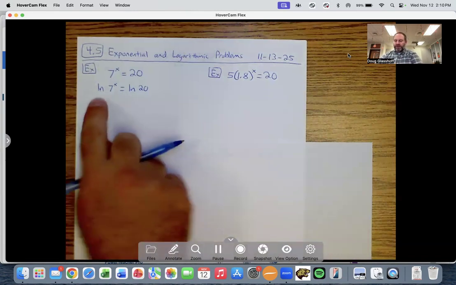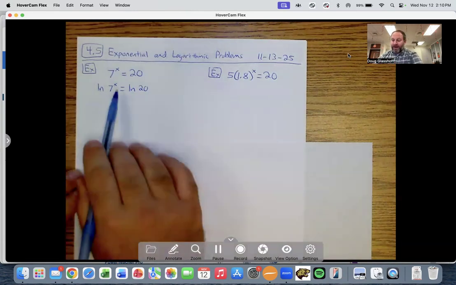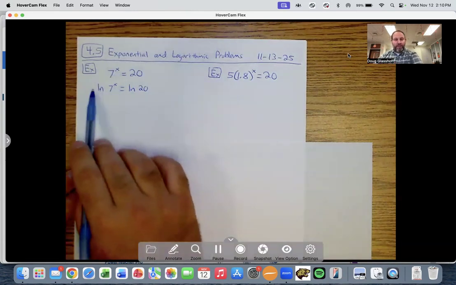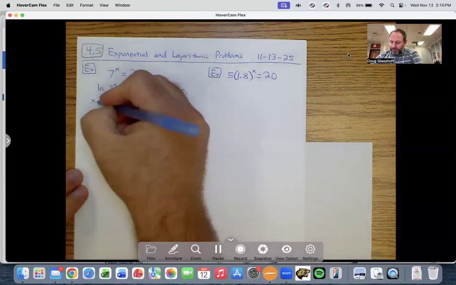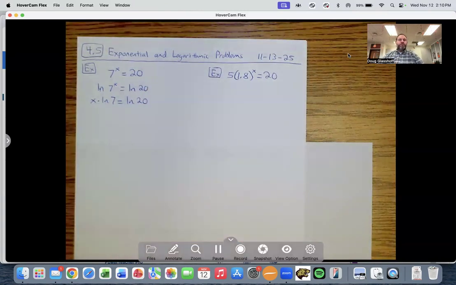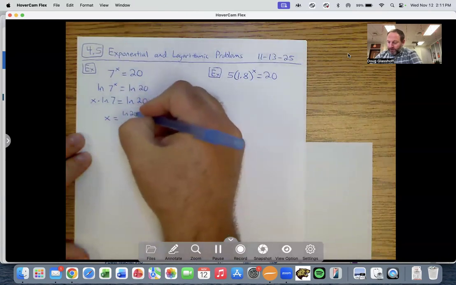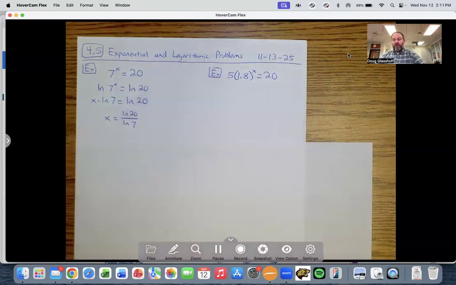Just like I said, we're going to take the natural log of both sides. Now, the reason we do that is because remember, a power becomes a product. So this power that we were trying to solve for can now multiply times that, like so. And now, since it's a product, all I have to do is divide. Remember, natural log of 7 is just a number. So I can just divide that over to the other side. And so I end up with natural log of 20 divided by natural log of 7.